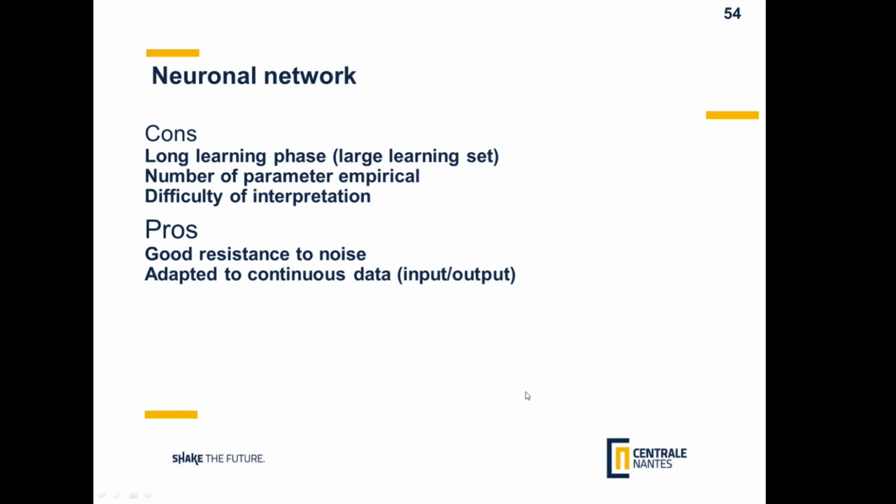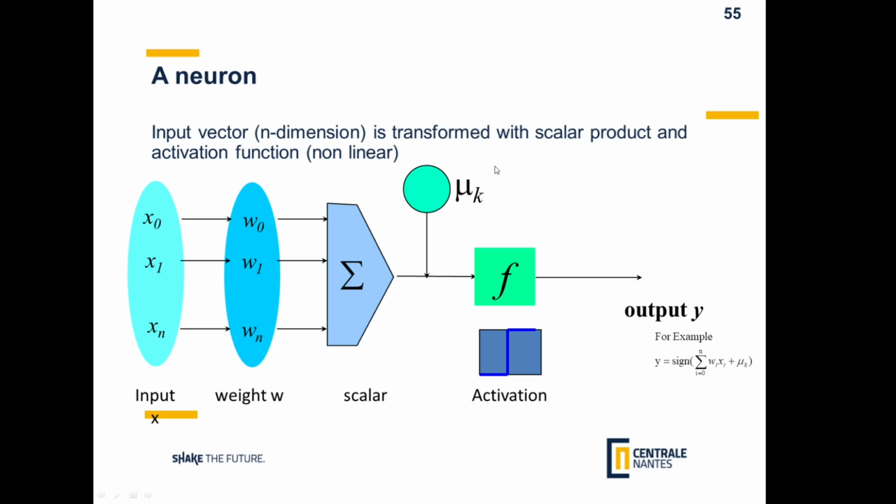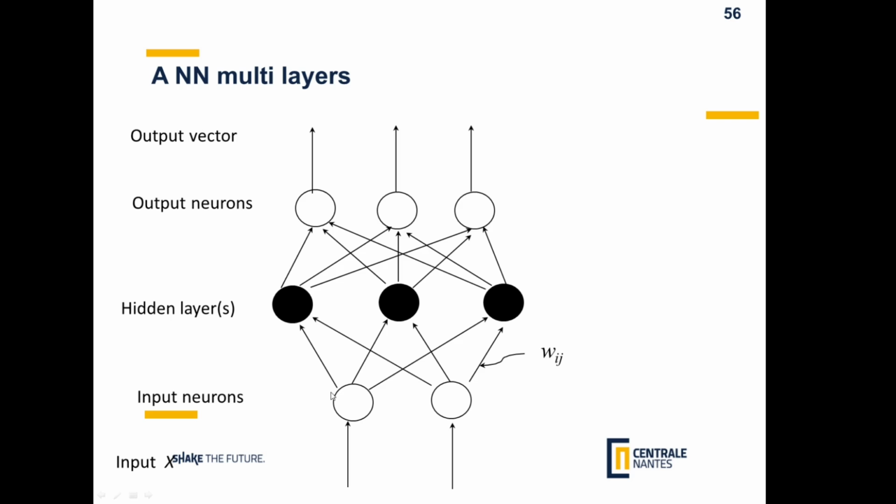This is why you need a large learning set, because you need multiple entries for each parameter. So each time you add neurons, each time you add layers, you will need to set those parameters. So learning sets have to be very large if you want to have complex neural network.